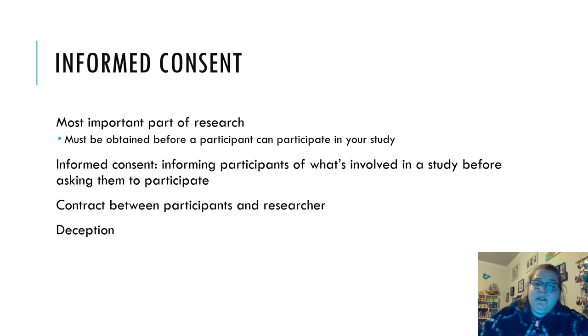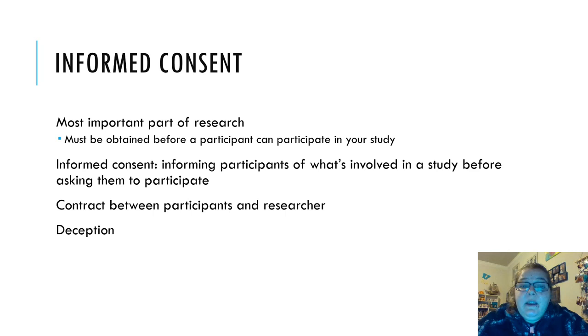As far as informed consent, this is the most important part of research. It has to be obtained before a participant can even participate in your study. You have to give them a good idea of what they are signing up for, any potential risk, any potential benefits, a general idea of what the study is about, and give them the option to opt out. If you don't, it's no bueno.